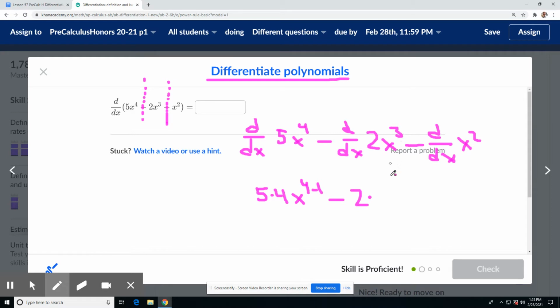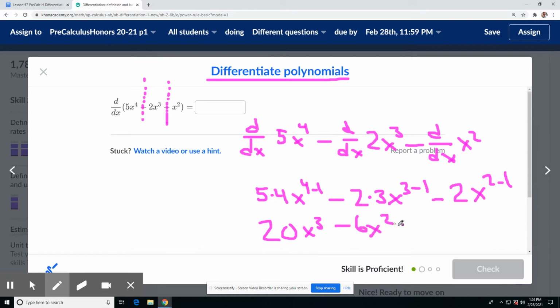2 times a 3 moves out front, and then it's 3 minus 1. And the last one, 2 moves out front, and 2 minus 1. And the exponent turns into 20x to the third minus 6x squared minus 2x. And that's all there is to it. So that's the answer.